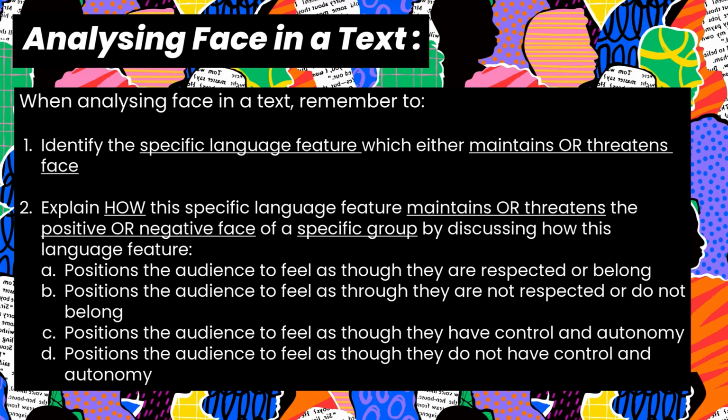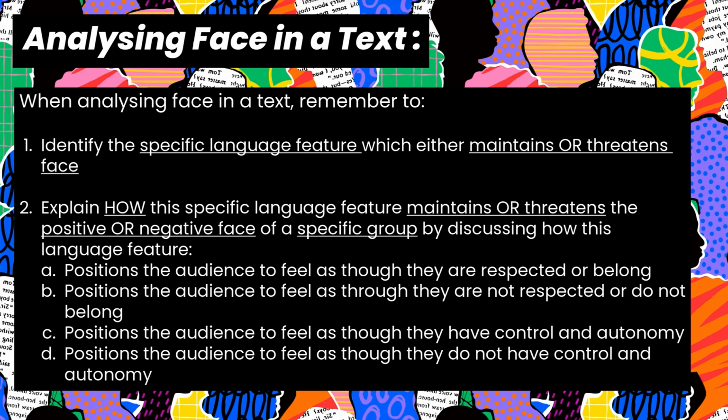Now, when we're analysing face in a text, it's really important to remember to, number one, identify the specific language feature that maintains or threatens face. It's really important when we're analysing ways that language choices impact positive and negative face, that we tie our analysis back to specific language features. So we might talk specifically about the use of slang. We might talk about imperatives. We might talk about jargon. We might talk about declarative sentences.